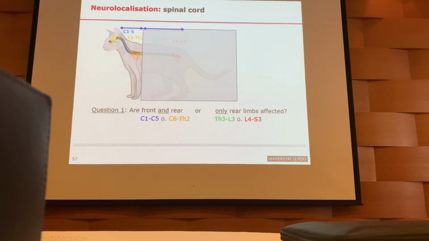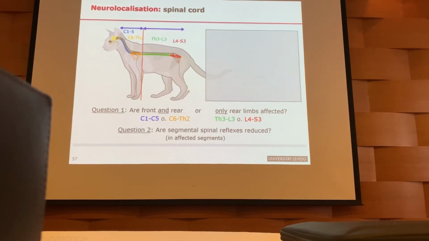Front and rear limbs are affected or only rear limbs? All four. Yeah? And that means it has to be C1, C5 or C6-T2. Now this dog did have reduced flexor reflexes in the front limbs. That means the lesion is where? C6-T2. Exactly. If this dog would have spinal cord disease.